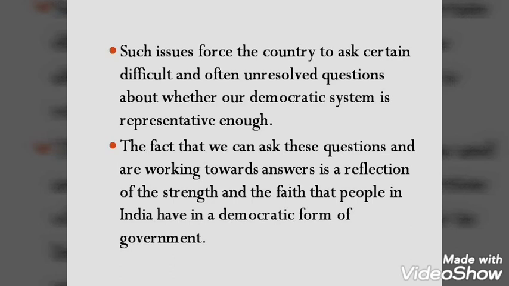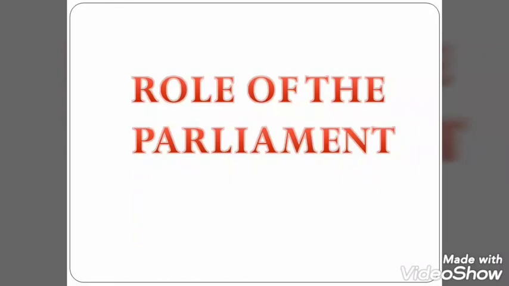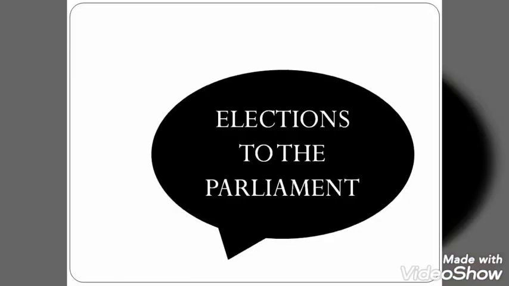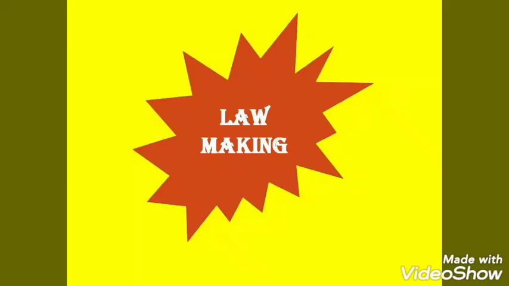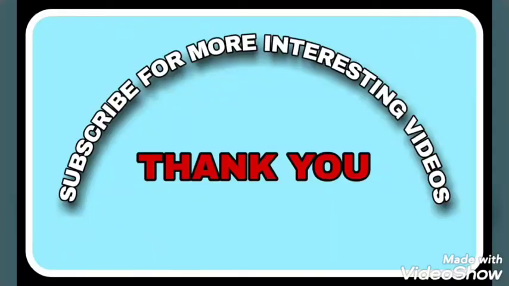So this is all about this chapter: how the government functions and how it is elected, who the people involved in this are, and what role the parliament plays. This is all we have finished. You can go through it, write the important points, and thank you.